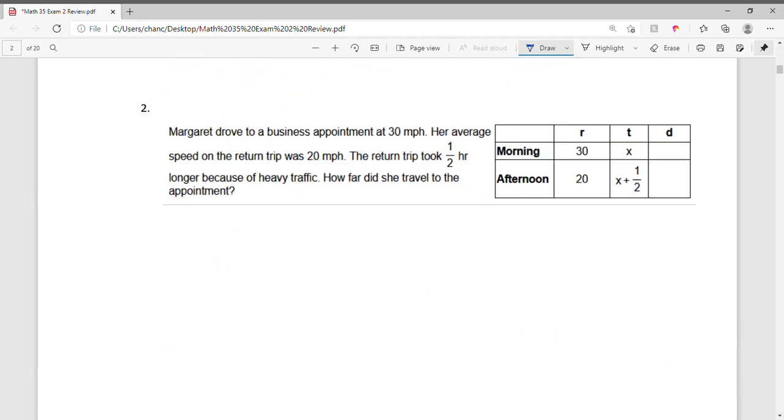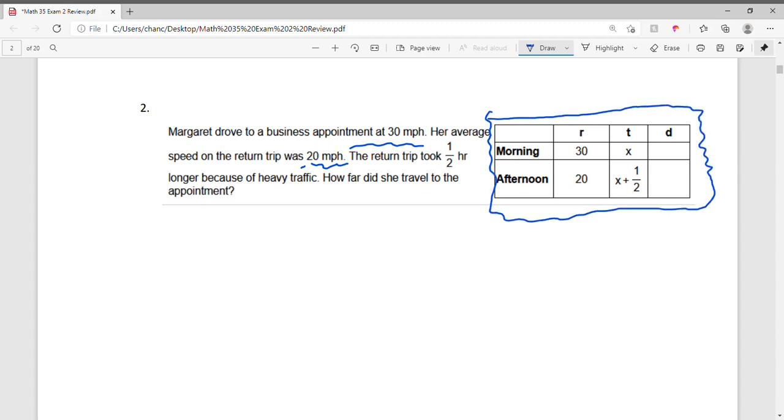For question 2, Margaret drove to a business appointment at 30 miles per hour. Her average speed on the return trip was 20 miles per hour. The return trip took 1/2 hour longer because of heavy traffic. How far did she travel to the appointment? What's really nice is they gave us a table. That's incredible. They gave us a table.